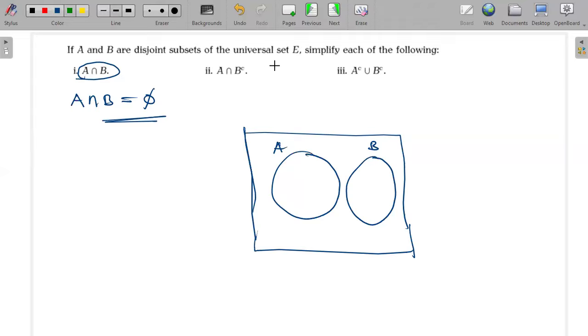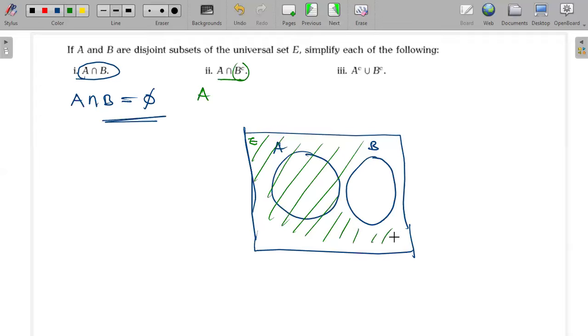Okay, and then now, what is A intersect B complement? So you have A. Now, let's find the B complement. B complement is all those elements that are outside the set B but are in the universal set. So this is the universal set here. So outside B, these are going to be the elements that are going to be there.